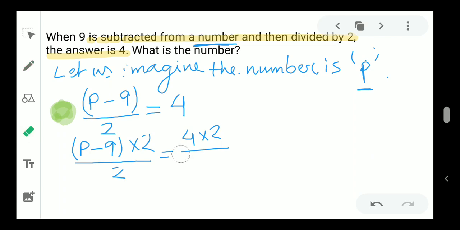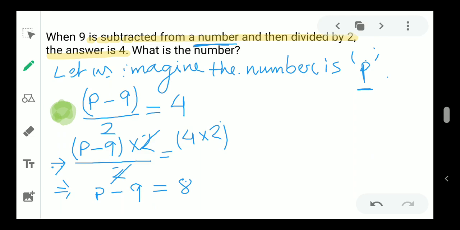Okay, so in that case, this 2 and that 2 will cancel. So ultimately, now I have gotten rid of the 2. Now what I have left with is p minus 9 is equal to 8. See, 4 twos are 8, and p minus 9 as it is.